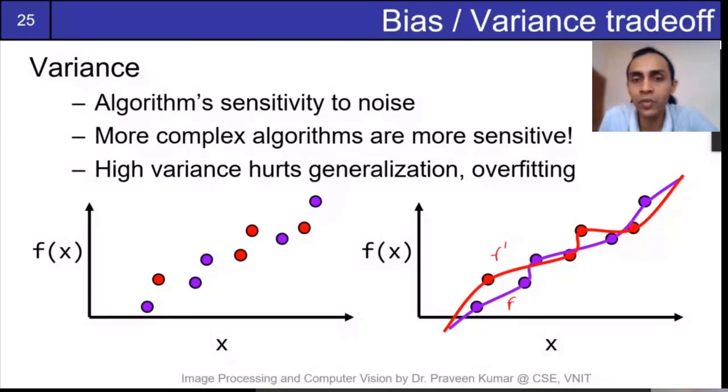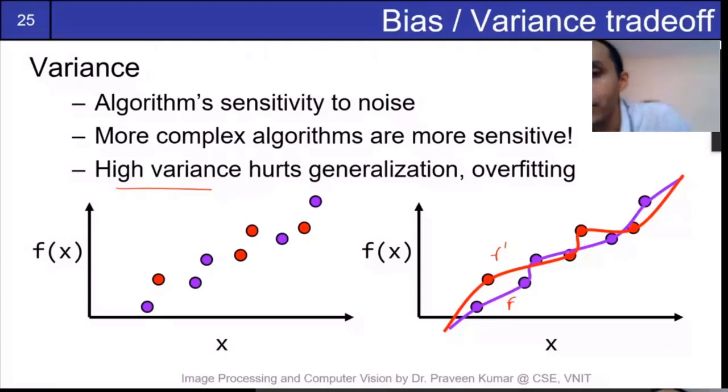That means your algorithm has a very high variance; it varies very much as your data varies. If you have a slightly different set of data points, the function which will be learned will be totally different from what it would otherwise be. So it will have a very high variance. The problem with this high variance is that it will hurt the generalization capability of your function. This is also called overfitting.